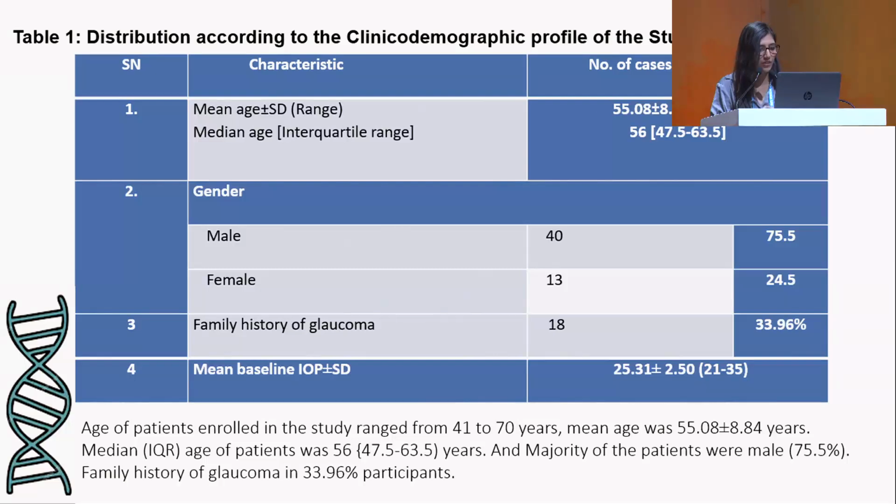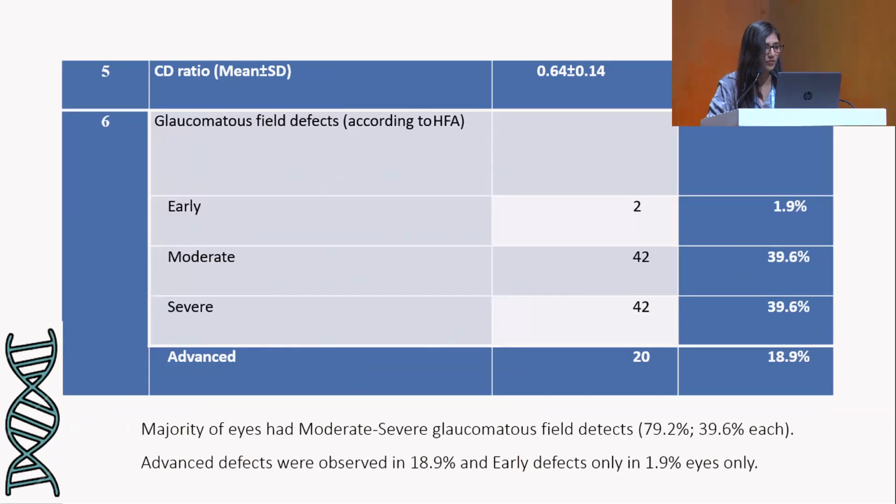Age of the patients enrolled in the study ranged from 41 to 70 years and the mean age was 55.08 with a standard deviation of 8.84 years. Median age of the patients was 56 years and the majority of the patients were male. The family history of glaucoma was found in 33.96% of the patients. Majority of the eyes had moderate to severe glaucomatous field defects, and advanced defects were observed in 18.9% and early defects only in 1.9% of patients.